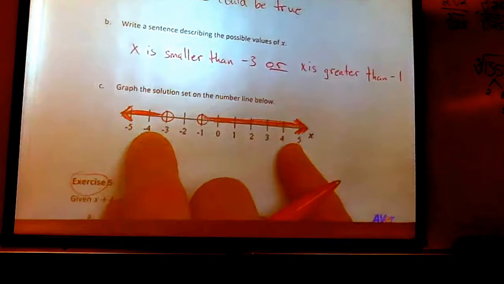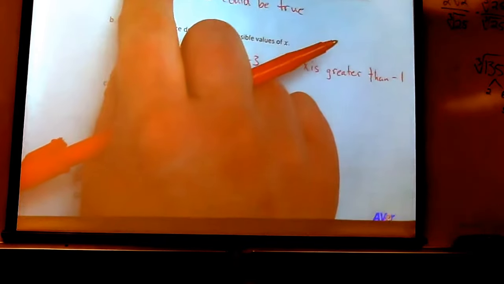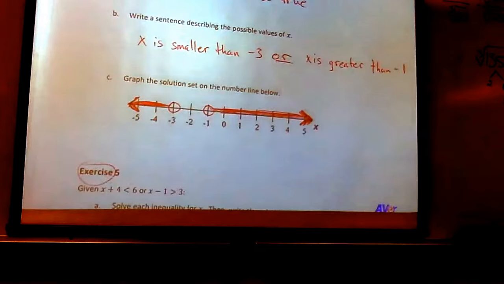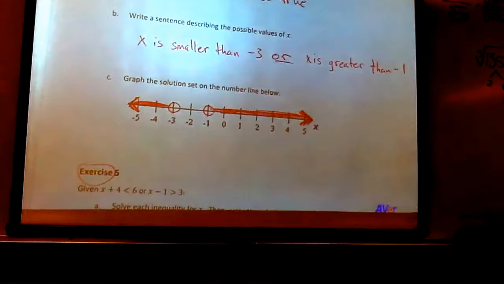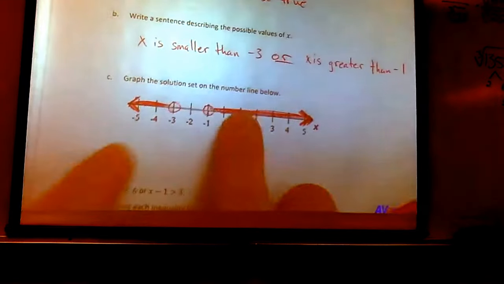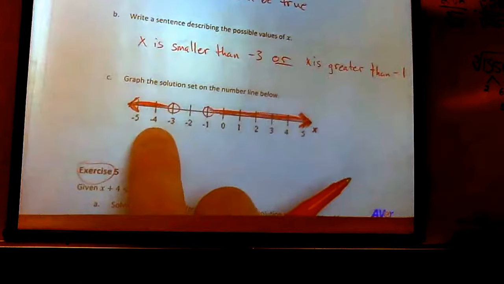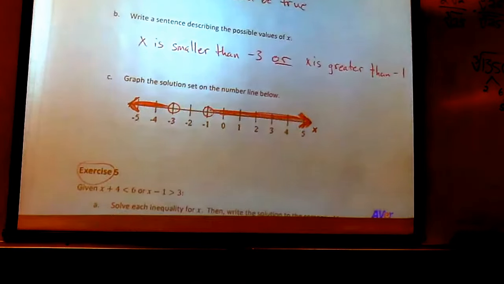If I changed it and I put and in the middle, you know what the answer would be? None of them. It would be no solution, because there's no number that's both less than negative 3 and bigger than negative 1. You can't do both of those things at the same time, so it would be no solution.